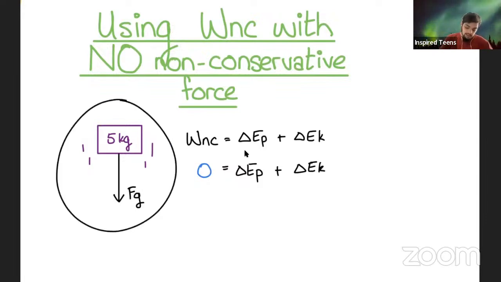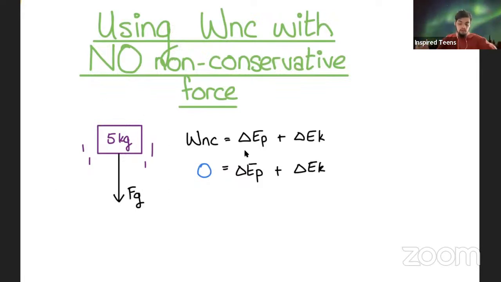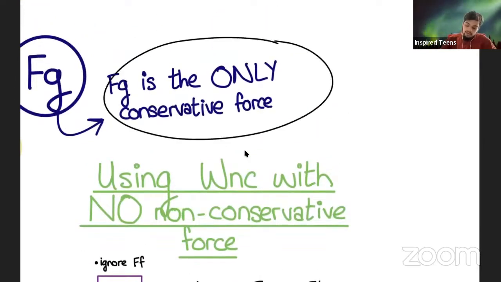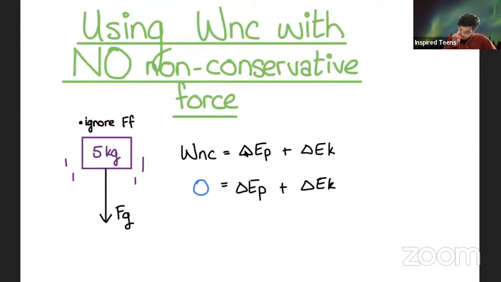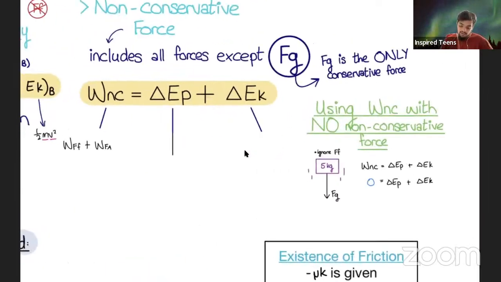An example for that is here: an object that's just free falling, and you ignore friction. The only force acting on this object is the gravitational force, Fg. And Fg is not a non-conservative force. Fg is a conservative force. Remember, Fg is the only conservative force that we work with. So yes, there are no non-conservative forces, so you can still use this formula, but equate it to 0. This is a very, very versatile formula.